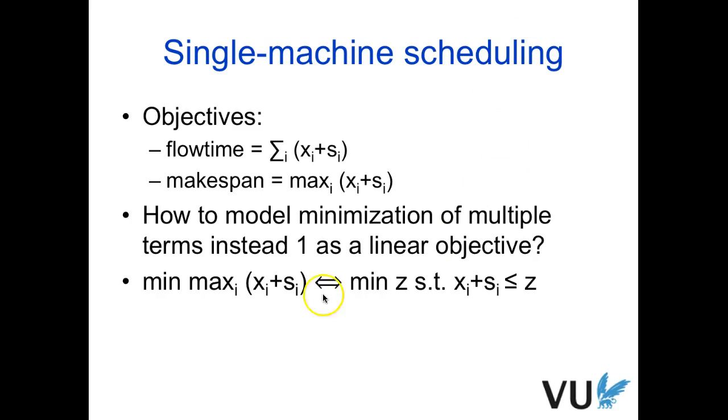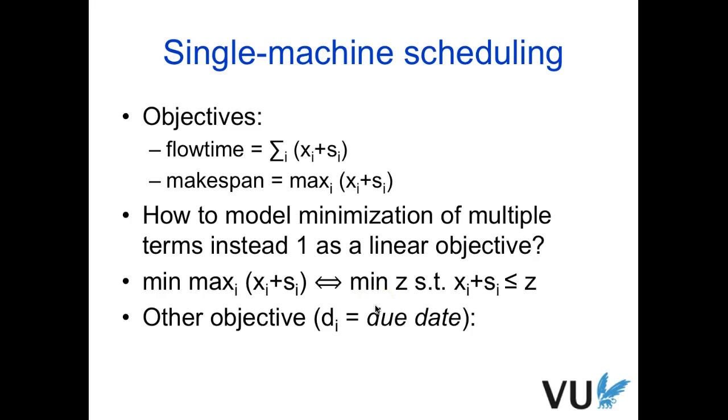Minimizing the makespan is equivalent to what you see here. You minimize some additional variable z, subject to the constraint that xi plus si must, for all i, be smaller than z. So z will be as small as possible, but it will always be bigger than this. So this is exactly our objective, and this is a way to model it.